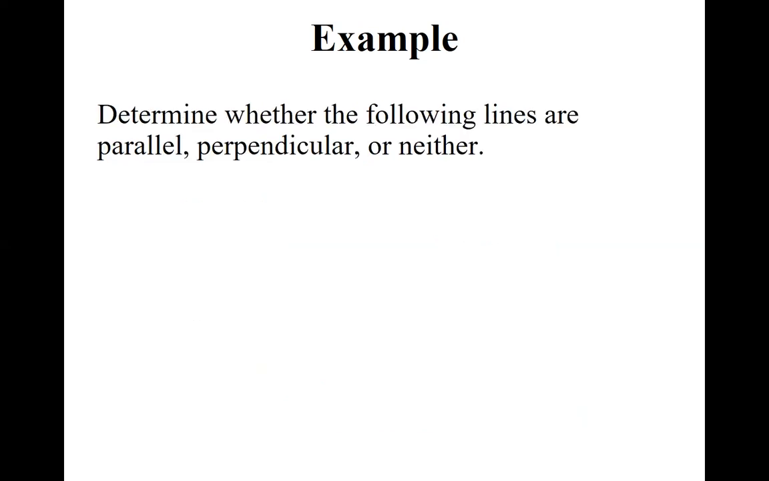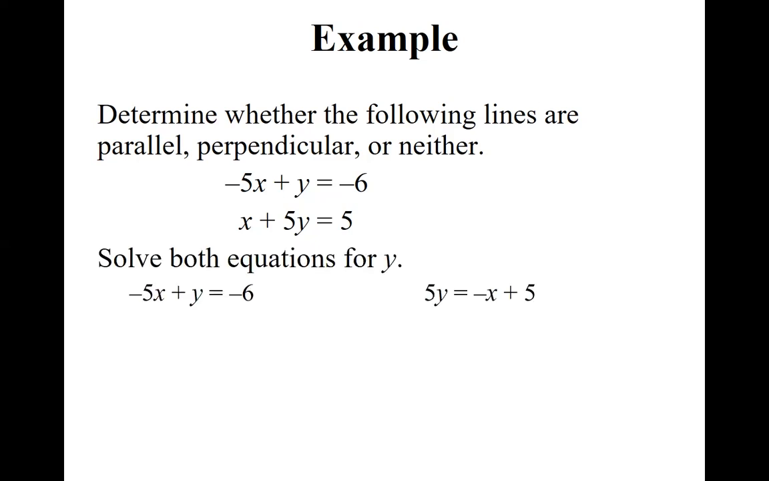So let's determine whether the following lines are parallel, perpendicular, or neither. The first line is negative 5x plus y equals negative 6. The second line is x plus 5y equals 5. So solving the first one for y, we're going to add 5x to both sides, and we get y equals 5x minus 6.